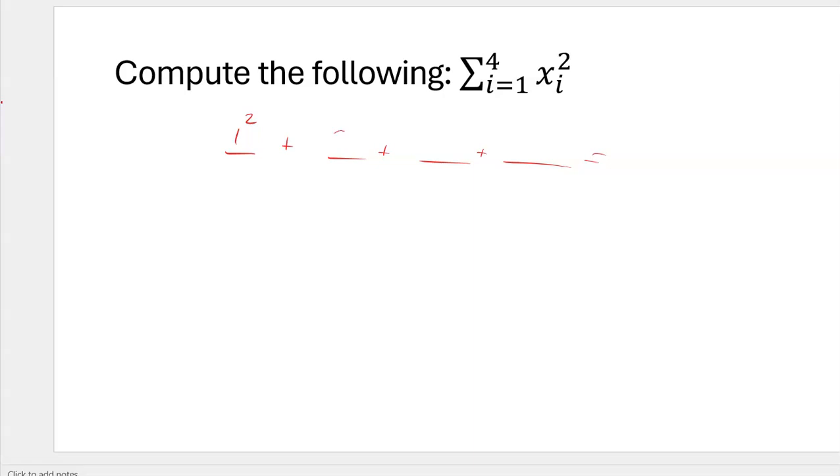Now for the second term, I'm going to take my index number 2 and square that. Third one, I'm going to be squaring that as well. And the last one, same deal.